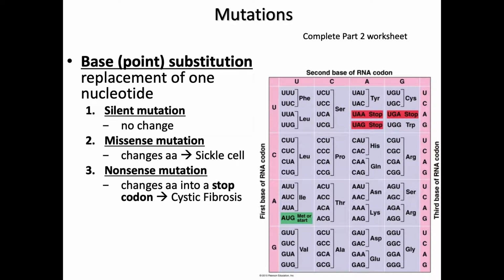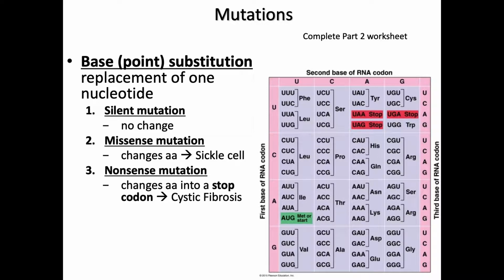So for mutations, a good practice is to complete part 2 worksheet, and that's posted on Blackboard as well, along with the answers. So mutations, they can fall into 2 categories. You can have base substitutions, where you can have a wrong nucleotide put in, or a group of wrong nucleotides, and sometimes these are called point substitutions. Or you can have another category where a nucleotide is inserted or deleted out. Let's talk about the base substitutions first.